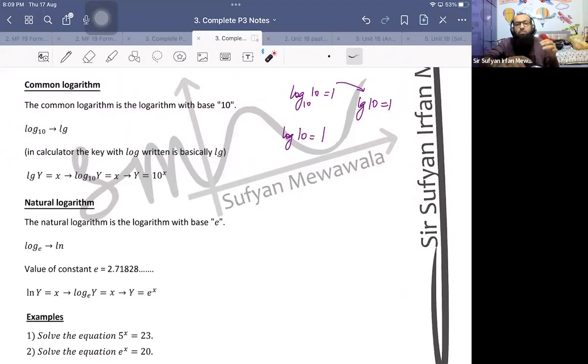The natural logarithm is ln. The natural logarithm is the logarithm with the base of e. So log with the base of e is called ln. 10 was a number, similarly, e is also a number. The question is, what is the value of e?